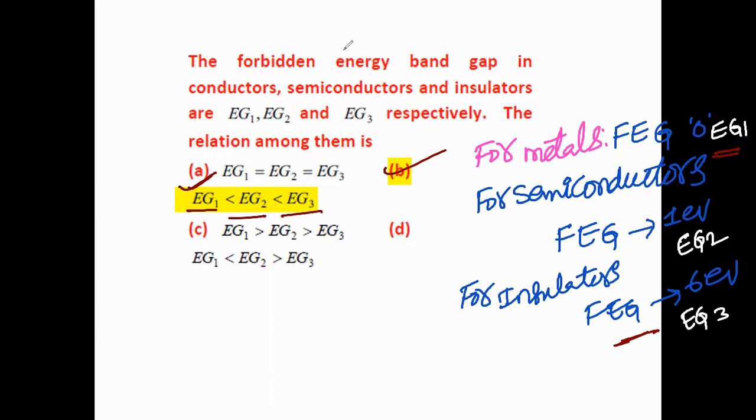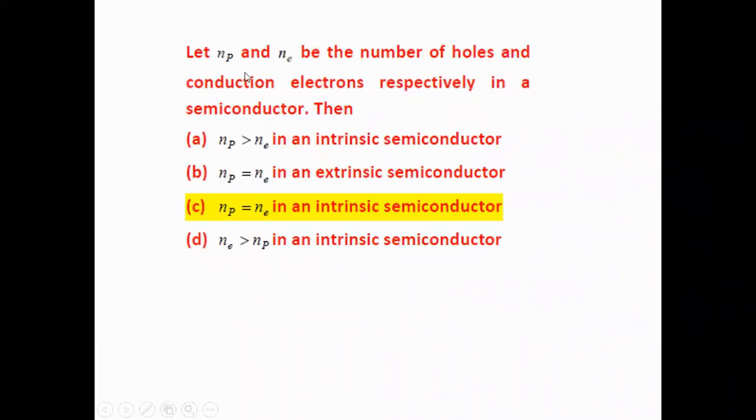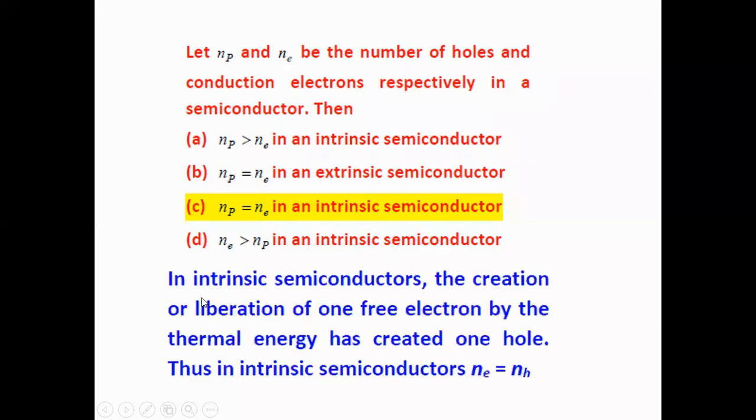Next. Let NP and NE be the number of holes and the conduction electrons respectively in a semiconductor. The number of holes in the valence band is equal to the number of electrons in the conduction band, that is for the intrinsic semiconductors.